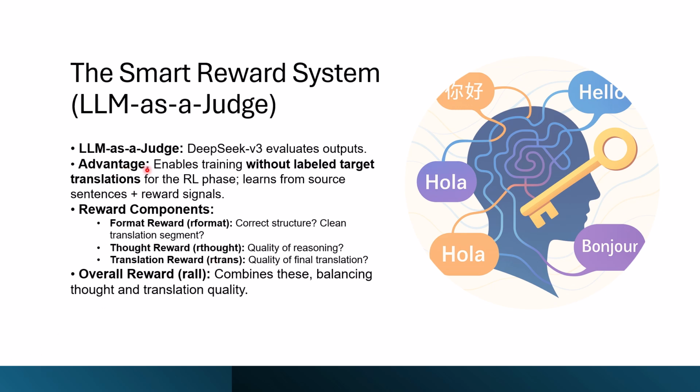So as you can see, the advantage is that without label target translation, but just by using reward modeling, it achieves good accuracy without proper datasets.